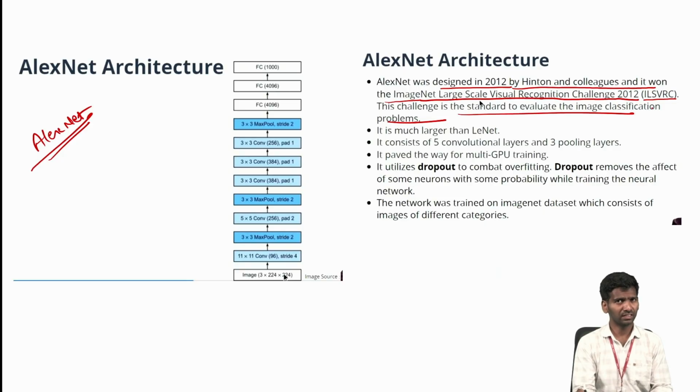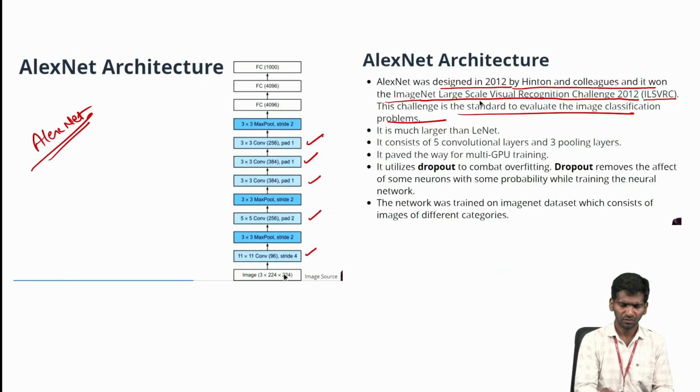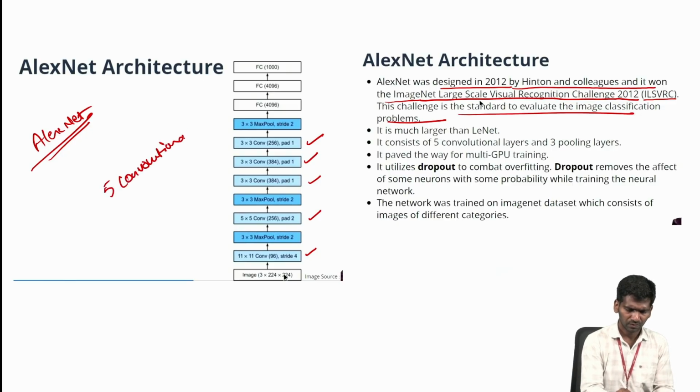It is much larger than the previous architecture, that is LeNet 5, and you could see the layers are also increasing. The convolution layers are increasing, the pooling layers are also increasing. I think there are 5 convolution layers, 1, 2, 3, 4, 5, and 3 pooling layers, and then followed by 3 fully connected layers.